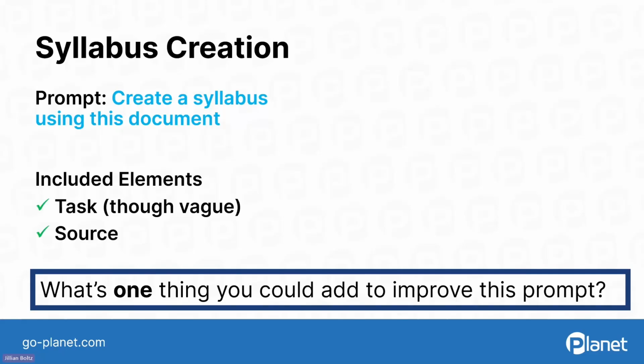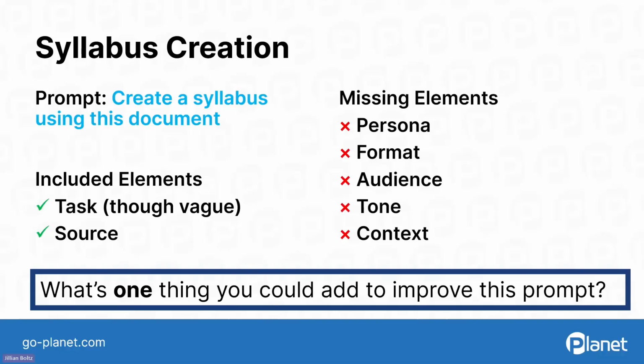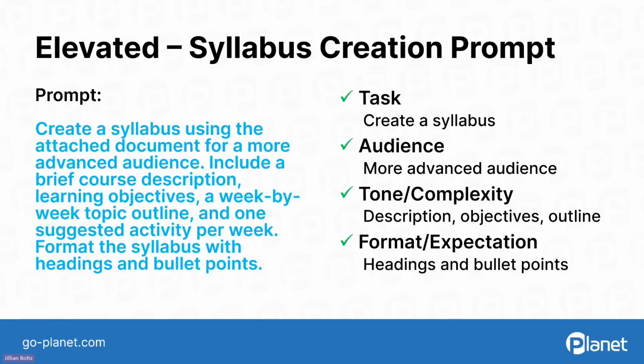What I might do is identify what I've got here. I've got the task and I've got the source. There's a document and there's a syllabus. Great. But I could add in the persona, the format, the audience, the tone, and the context. That's going to build out this prompt to something maybe more like this.